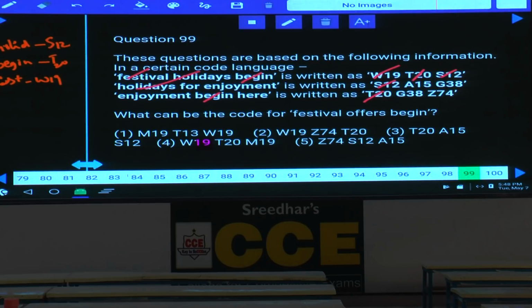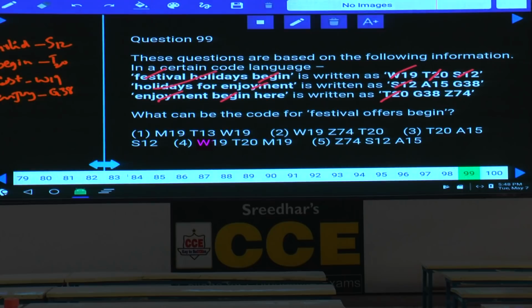Afterwards, for enjoyment, between the second and the third, enjoyment is common between these two. As enjoyment is common, what is the code which is common here? A15, G38, G38 is common. So G38 is the code to the word enjoyment. Then what is the code to the word for here? For is A15, isn't it? Next one here is Z74. Now these are the words and their corresponding codes.